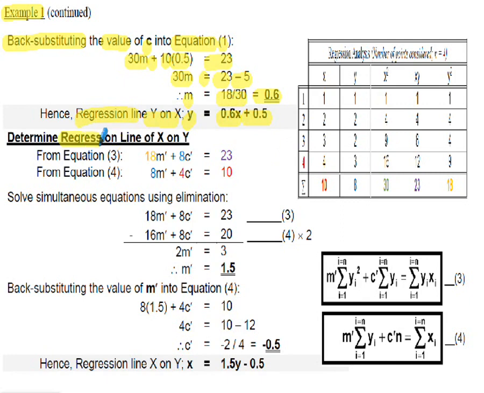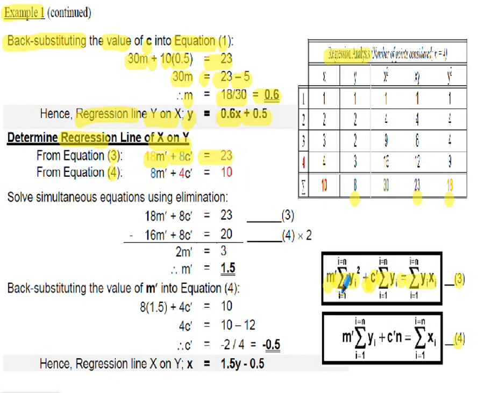We're now going to look at the regression line of x on y. So from equations 3 and 4 of our previous slides, I've just repeated these equations for convenience here. So equation 3, m dash multiplied by the summation of the y squared values. Here's our table, again repeated from the previous slide for convenience. The y squared value is 18. So I get 18 times m dash plus c dash times summation of the y. Summation of the y from the table is 8. So that's plus 8c dash, and that's equal to the summation of the product of the x times the y, 23.